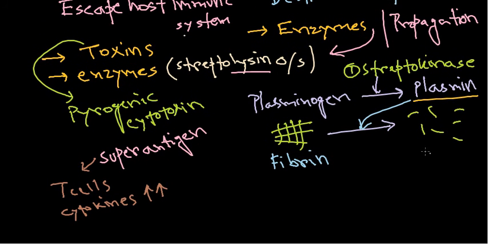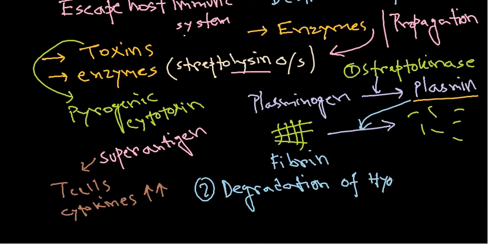Now another strategy for the propagation is also the degradation of hyaluronic acid. So this is the second way of the propagation. It is the degradation of hyaluronic acid, right? Now this hyaluronic acid degradation is brought about using the enzyme called hyaluronidase. Hyaluronidase is the enzyme which will degrade hyaluronic acid.